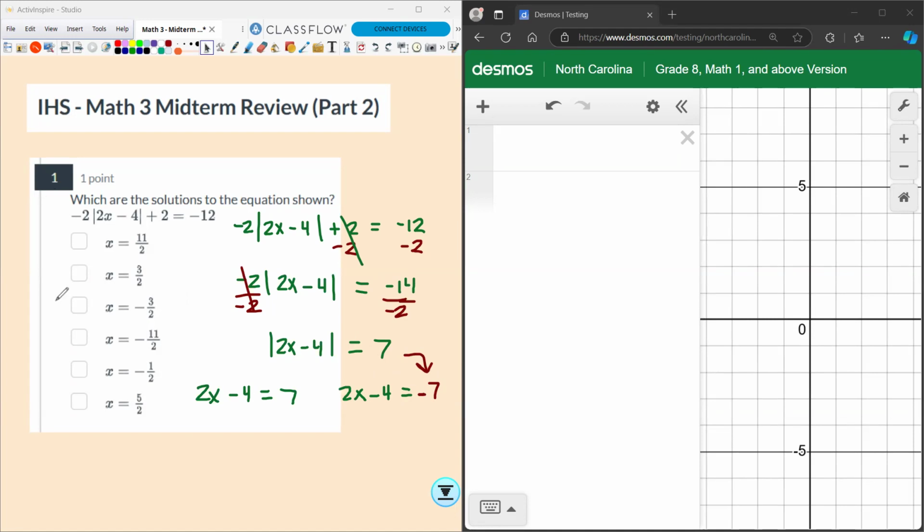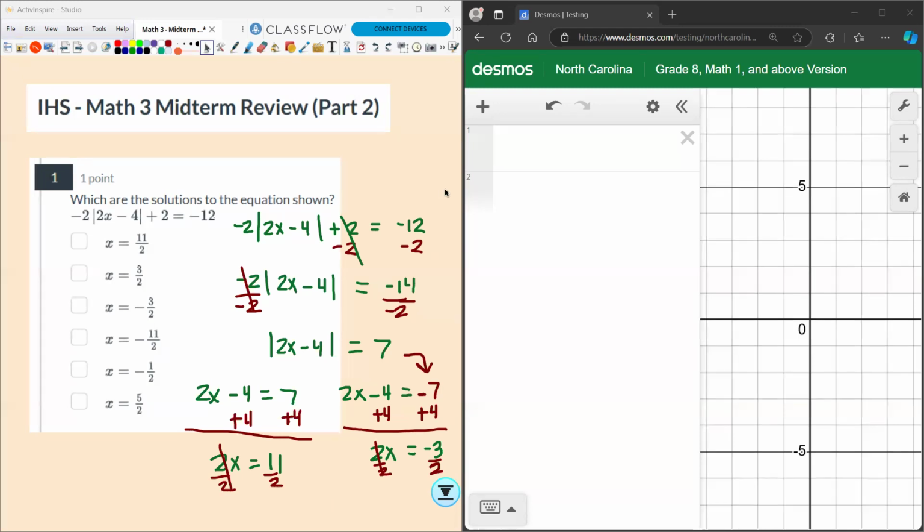Now I'll solve them both for x. So in both cases, you're going to add 4. I'll go ahead and do that together. So negative 7 plus 4 and positive 7 plus 4. You'll have 2x is equal to 11. And then you'll have 2x is equal to negative 3. Then you can divide both sides by 2 to get your final answers. And you can see your two solutions.